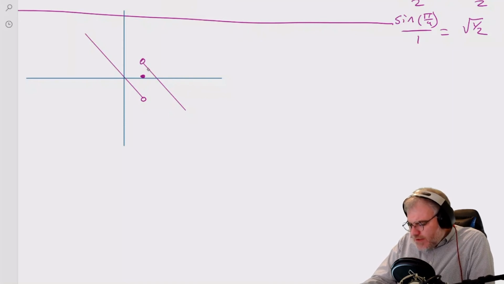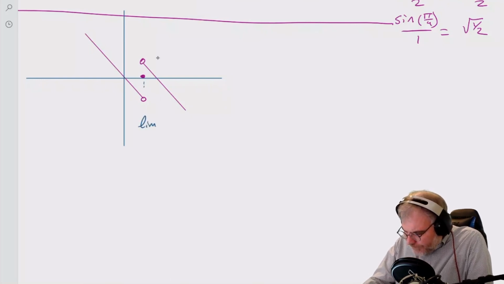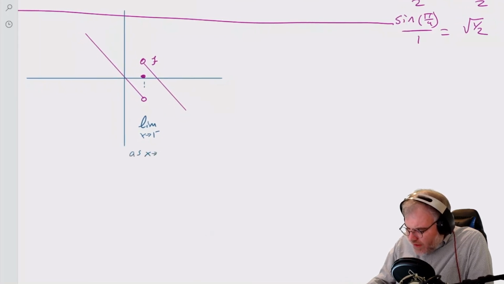So the question is, here from the left, as I approach, let's say this is 1. Let's call this f. The limit as x approaches 1 from the left, as x goes to 1 from the left, right? That's what that 1 minus means. As I go to 1 from the left of f of x, this actually equals like negative 2.